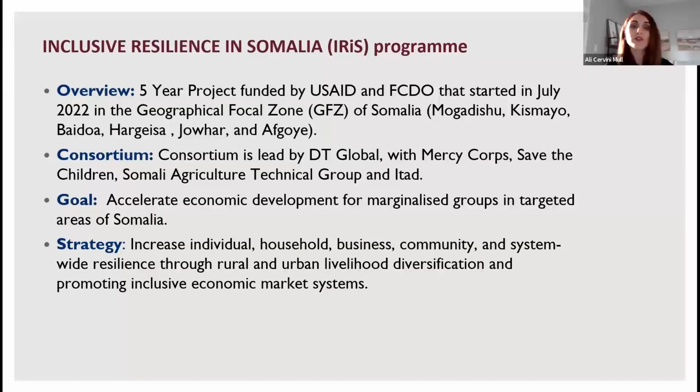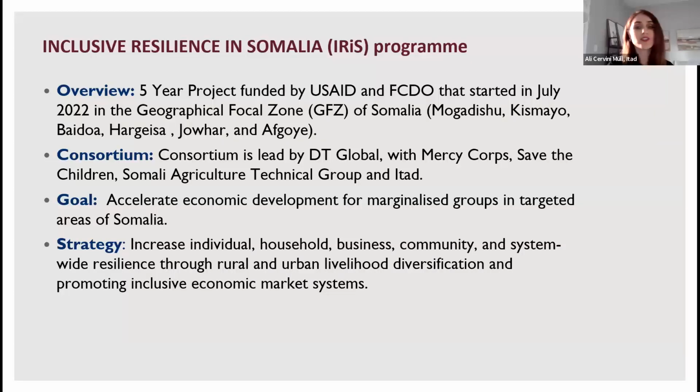You can see here an overview of the IRiS program. It's a 5-year program that started in the summer of 2022 and works in the geographical focal zone for USAID in Somalia. You can see the specific areas on the slide where the program works. The IRiS consortium includes DT Global, who's the prime, Mercy Corps, Save the Children, Somali Agricultural Technical Group, and Itad.